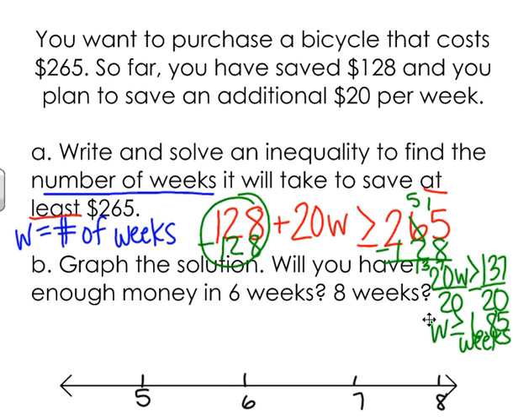So at 6.85, somewhere right around here, we're going to do a closed circle, and we have to work at least that amount, so we could work any number of weeks greater than that. To answer part B, we will not have enough money after 6 weeks, but we will have enough money after 8 weeks. So if you were answering that on a test or a quiz, you'd want to use a complete sentence and say, no, you will not have enough money after 6 weeks, but yes, you will have enough money after 8 weeks.